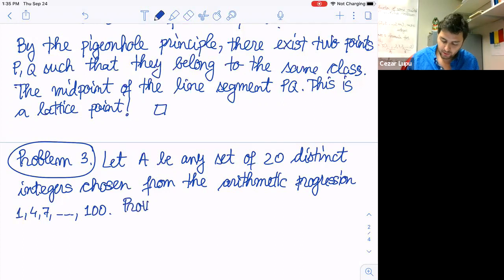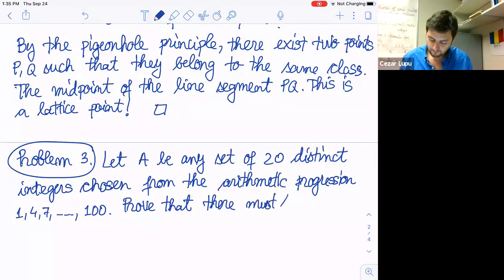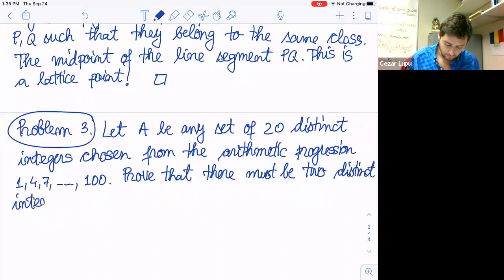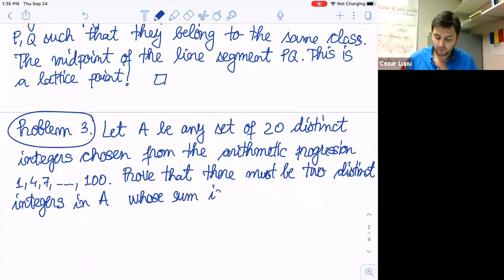Now we're asked to show that there must be two distinct integers in A whose sum is 104.